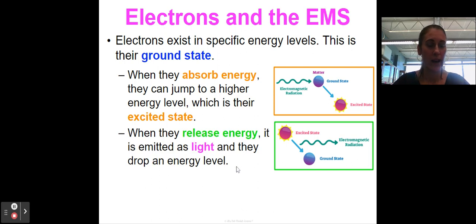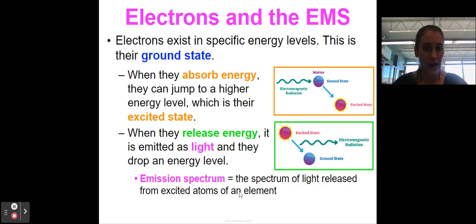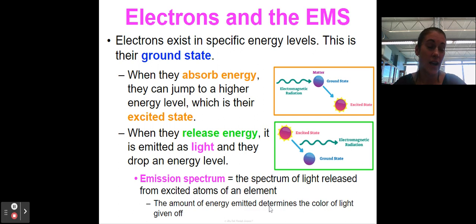Now, when they drop back down, this is very unstable and very temporary as far as electrons moving to an excited state, but they're going to drop back down eventually. And when they do this, they're going to release energy in the form of light. The emission spectrum is the spectrum of light released from excited atoms of an element, and we'll take a look at that in an activity. This is actually going to determine the color of light given off.